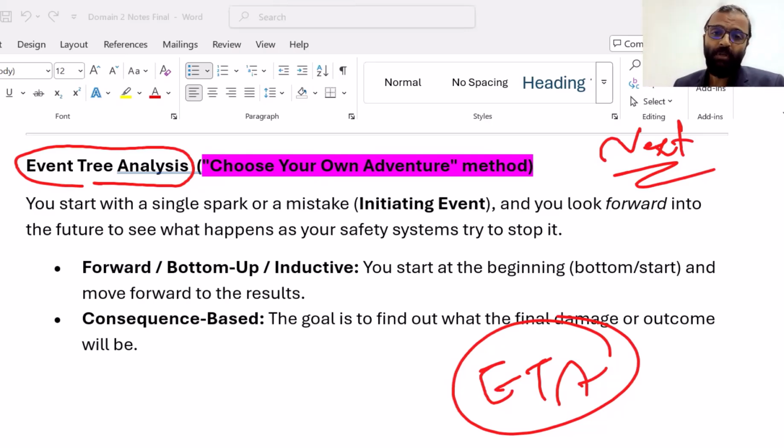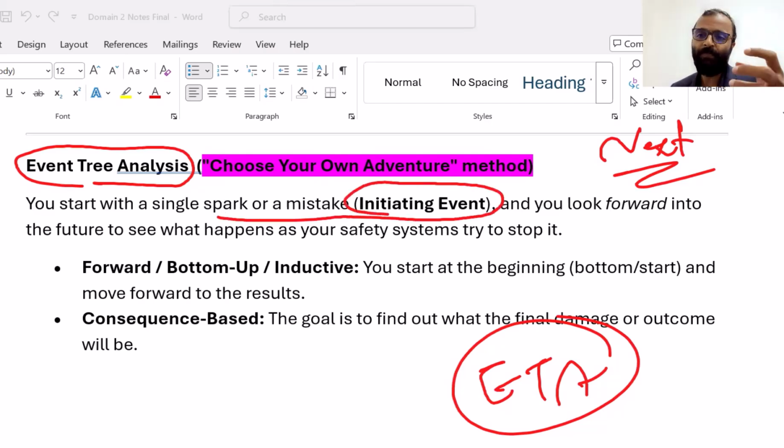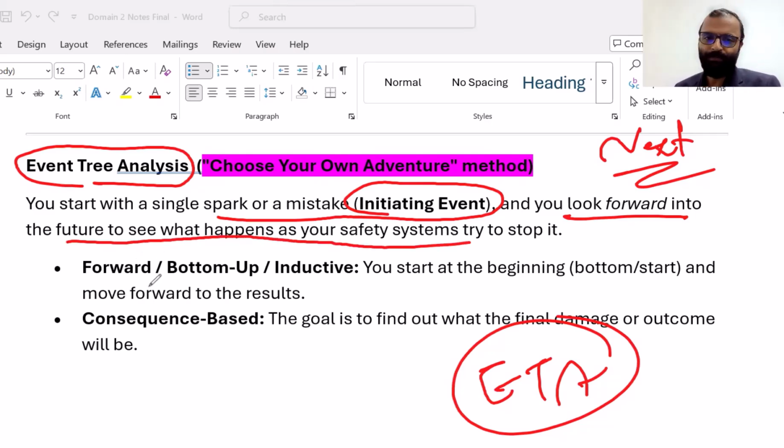We are moving forward. You start with a single spark, that is the initiating event. There is an event and you are moving forward. For example, one valve has broken. Now you are moving forward. If that valve has broken, what all safety control systems will act? That is event tree analysis. You are analyzing the event. One event has happened, now what all will happen next? Looking forward into the future to see what happens as your safety systems try to stop it.